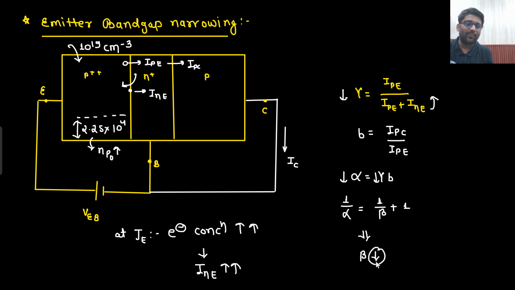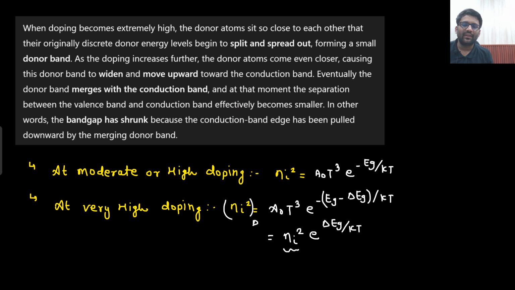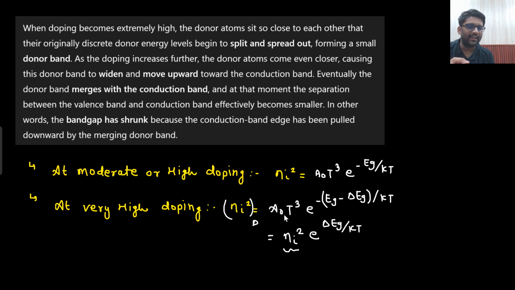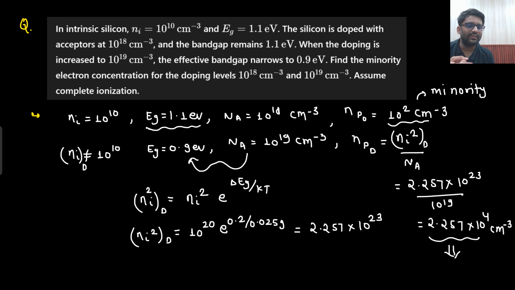That at very high doping, beta decreases. If I say in one line, what will happen? At very high doping, the donor energy level will split into bands. They will combine with the conduction band. Then the effective band gap will decrease. Then the Ni value will increase. Since the Ni value is increasing, the minority carrier concentration will increase.